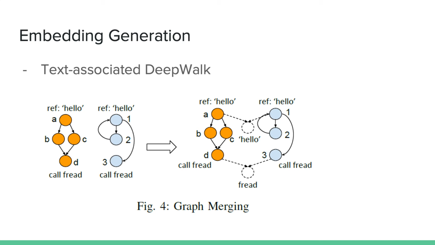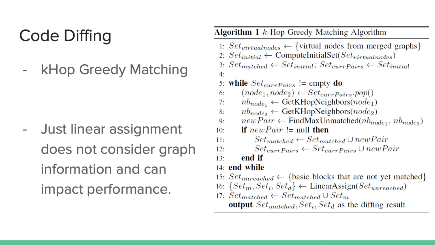So now we have 2 different ICFGs, and intuitively it makes sense to just run text-associated deep walk on each one, but they found that it's not that great because it doesn't capture common nodes that well. So what they do is they first merge these 2 ICFGs and create virtual nodes where there's a common node, and then they run text-associated deep walk on this.